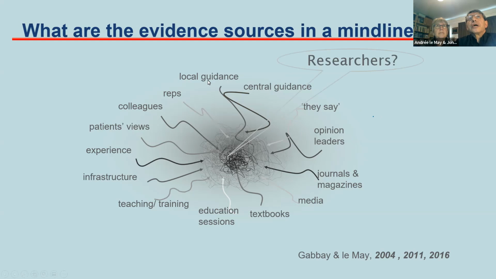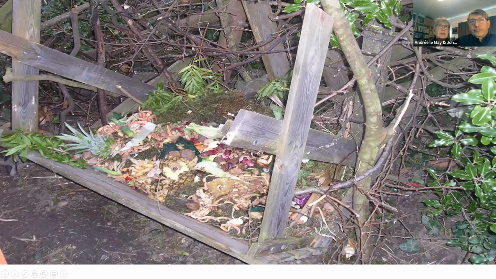There is, of course, the central guidance from NICE. There is local guidance and so on. But again, with all these things, including the drug reps and patients' views and your own experience, no real mention of research as such. Which makes it, of course, very difficult for researchers to move the knowledge that they've generated into practice and know that it's moved into practice.